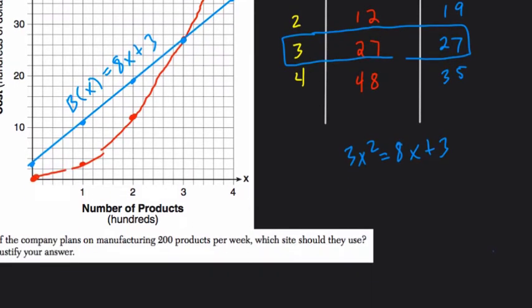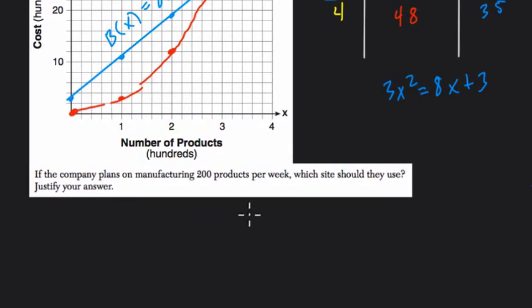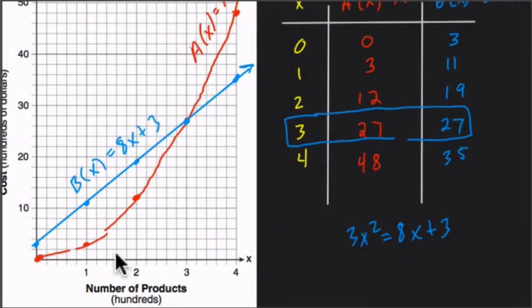All right, whew. Now they want to know, if manufacturing 200 products, which do they use and why? So remember, for this part of the question, when they say 200 products, they're actually referring to the number 2 here on the graph, because that 2 represents hundreds. When I first solved this, I lost track of that. And I was inputting 200 for x into both equations, at which point A of x is something like 12 million in cost, while B of x is many times less than that, right? Because B of x is growing at a linear rate, and the red function here, A of x, would skyrocket. So I lost sight of that, and I was using 200.